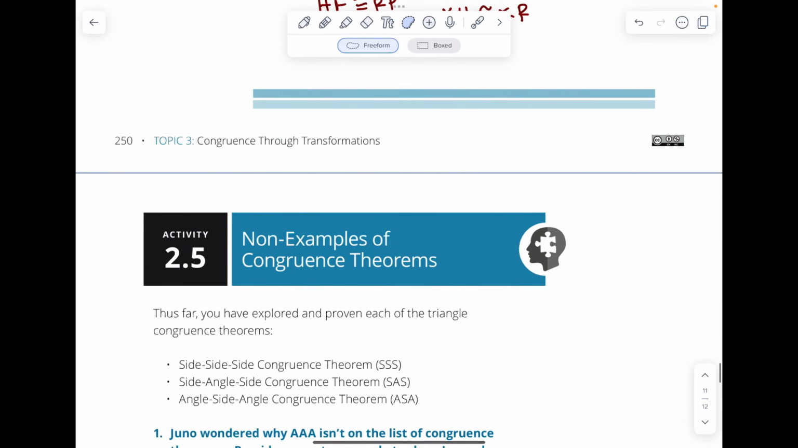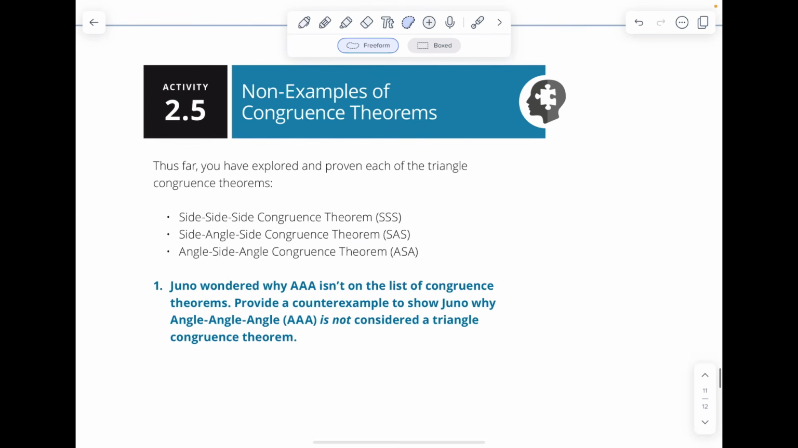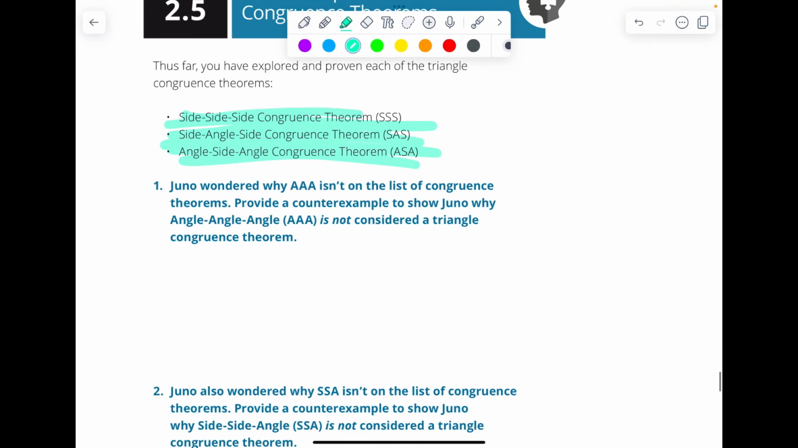All right, so those are the three theorems. So, non-examples of congruence theorems. Again, just to remind you, these are the three theorems that we just went through. Number one, Juno wondered why AAA, angle angle angle, isn't on the list of congruence theorems. Provide a counterexample to show him why it's not considered a congruence theorem.